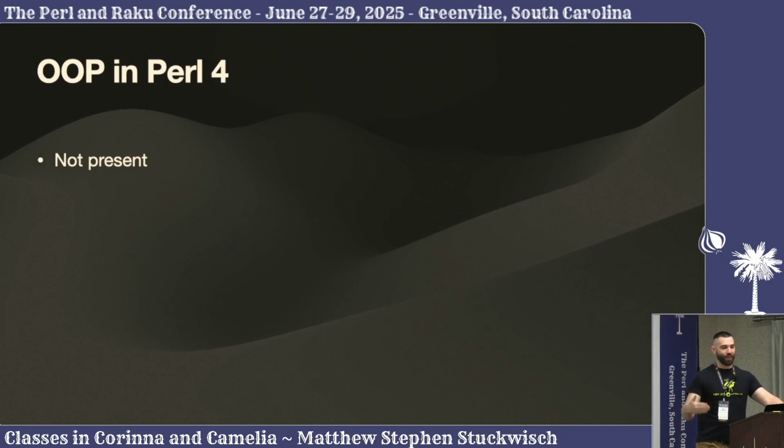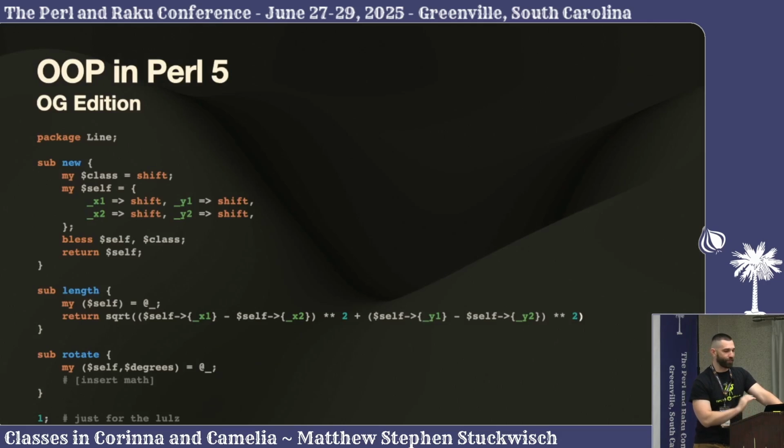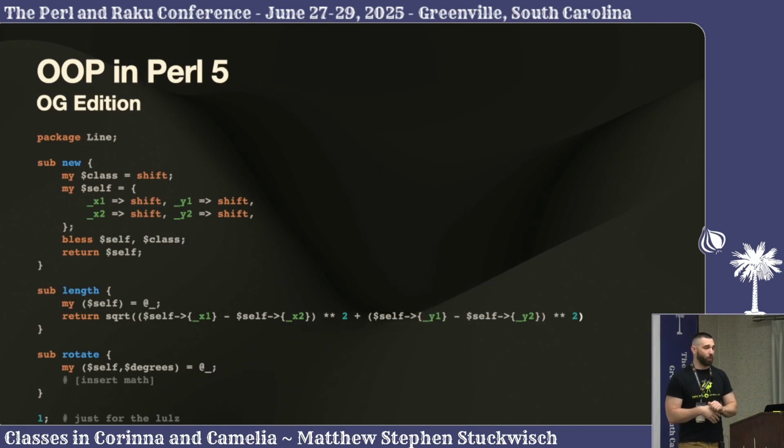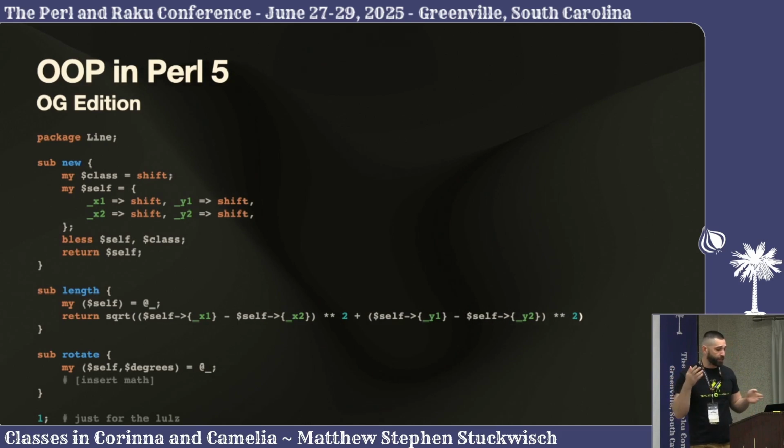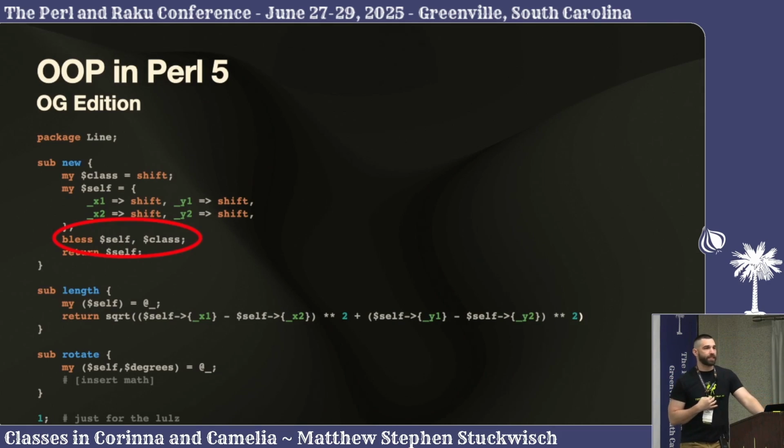Okay. Then we finally get to having something in version 5. And here's a very quick little example of what something might look like. So I made a little line class here, with two X values and two Y values. And again, I think most everybody here can read this. We've all seen this type of stuff before, and we shift in all of our values and get them set. And really, the key working here is that bless, right?